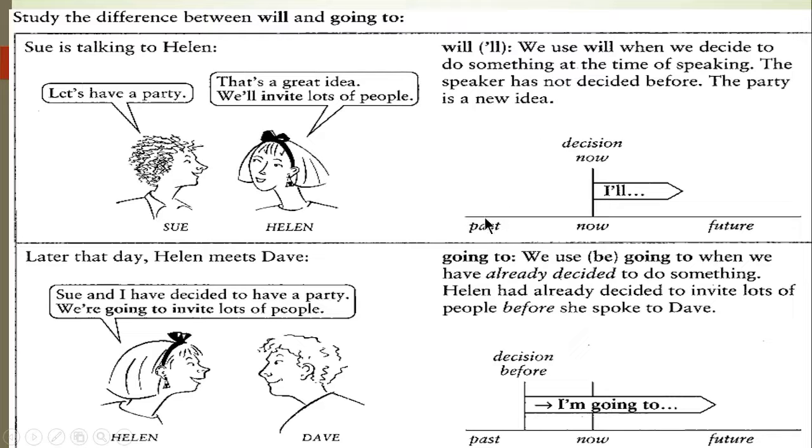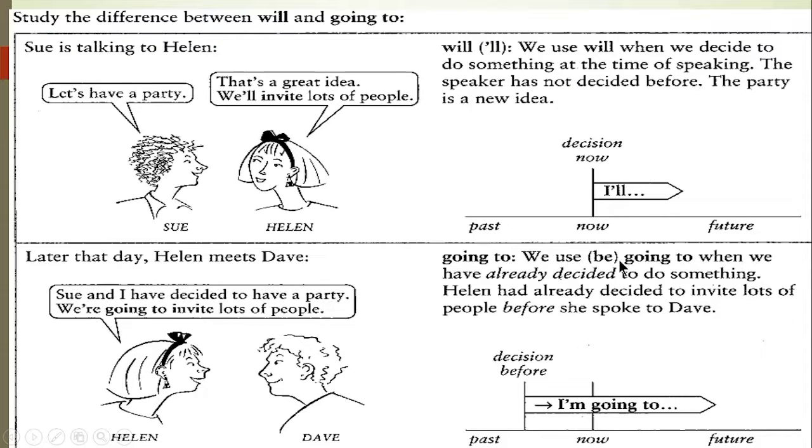For example, past, now, I'll, and future. It refers to the future. In the past, I have not decided. I just decided. In the present, I talk about the future, so I use I will. But look at here. Later that day, Helen meets Dev. Sue and I have decided to have a party. We are going to invite lots of people. Now here the action has already been decided. So that is why we prefer using going to rather than will.